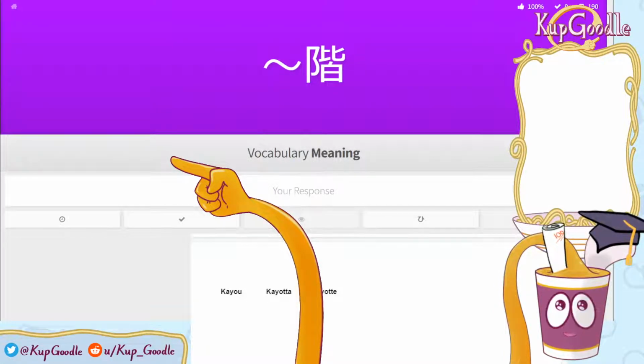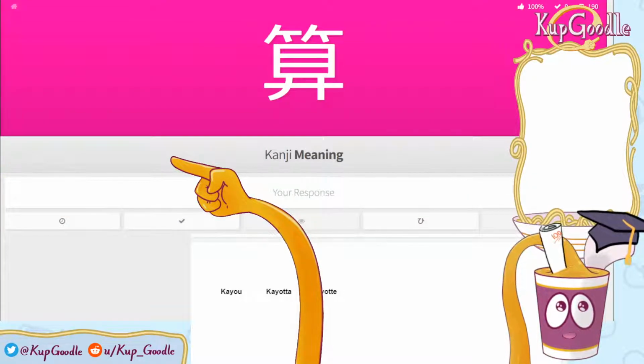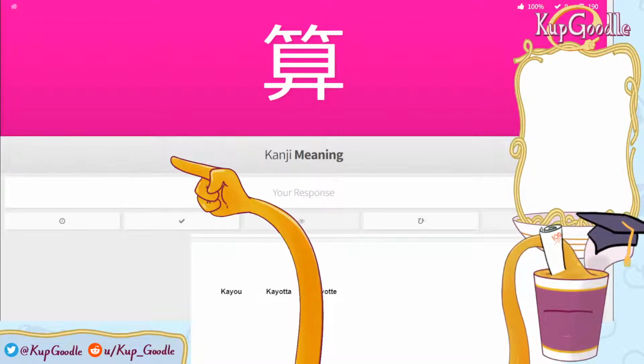Vocabulary meaning: that is the floor. That is a number floor. Floor story. And they do the American version where the first floor is the ground floor. San. That's calculate. No, not calculate.